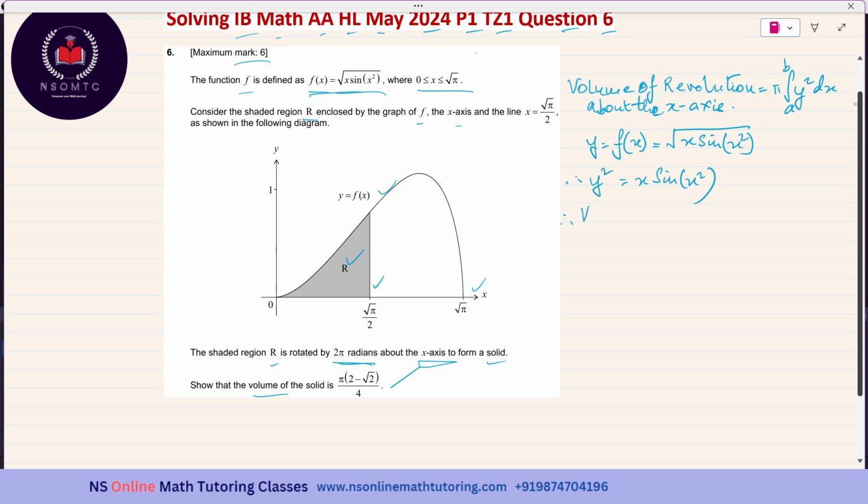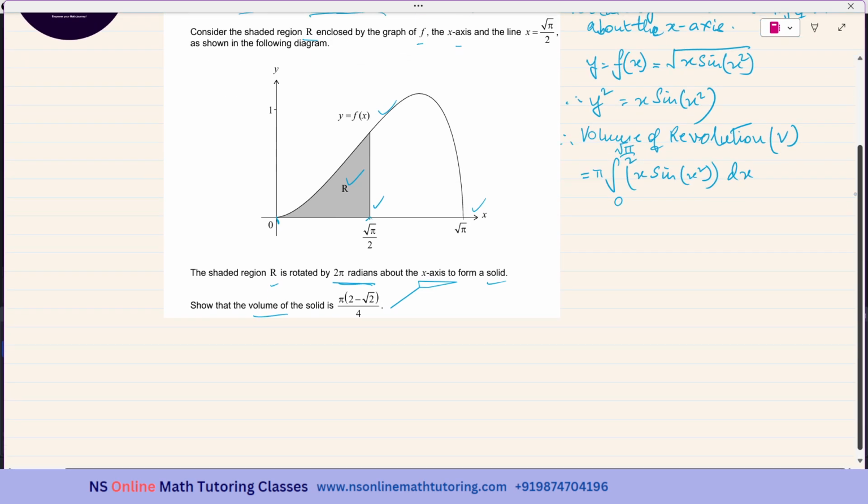the volume of revolution V is equal to pi, and the limits of integration will be 0 to root pi over 2, of x sine of x square dx. Okay. And now what do we have to do? We have to substitute. So let me do the substitution over here.